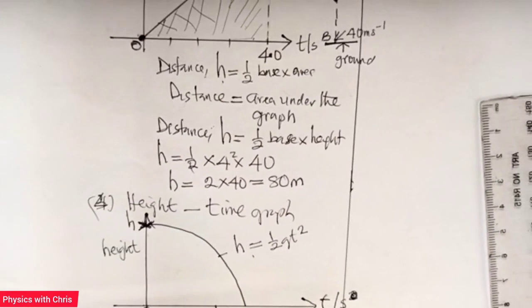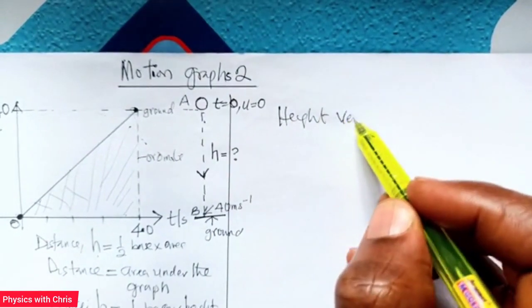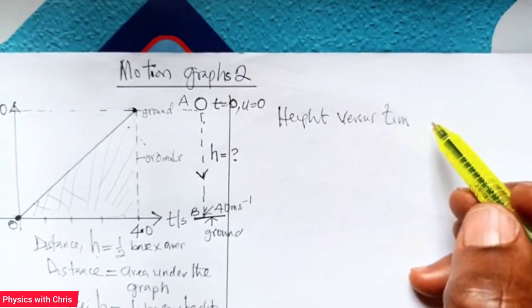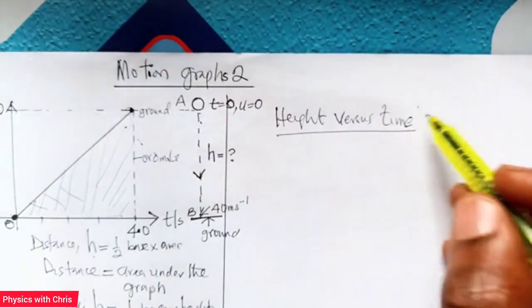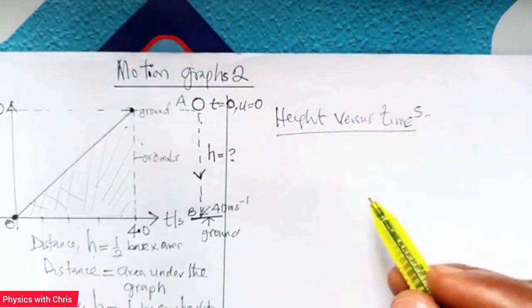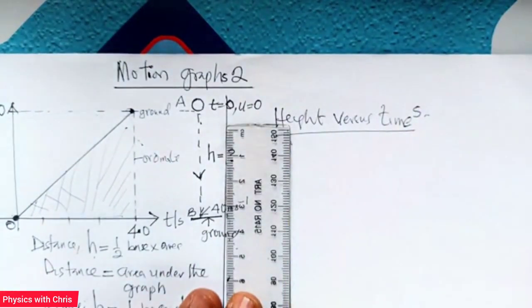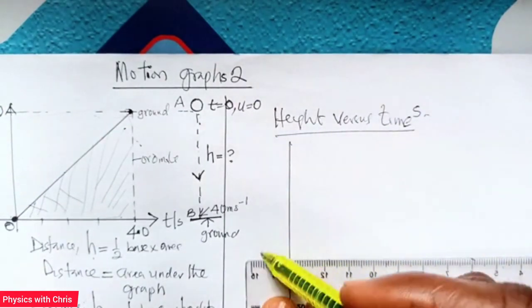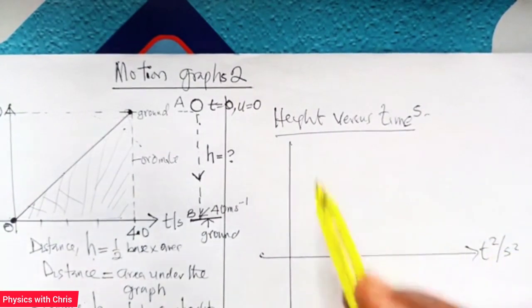Now let's see how the height varies with the square of time, height versus time squared. Let's quickly look at the variation of the height against time squared, t squared against h.